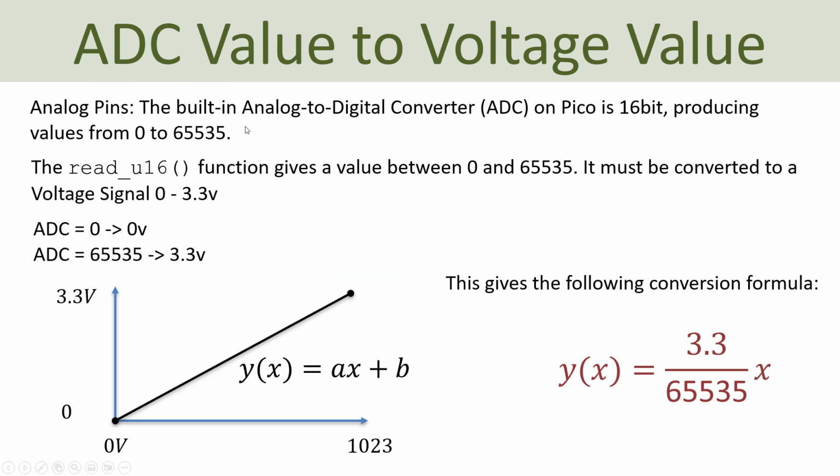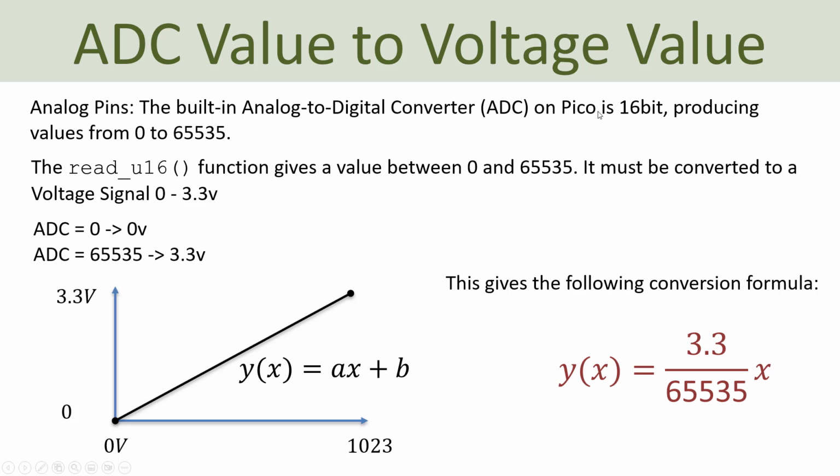The analog to digital converter, or the ADC on the Pico, is 16-bit. It means it produces values from 0 to 65,535. We use the MicroPython function read_u16 in order to read the analog input value, which will then be a value between 0 and 65,535.